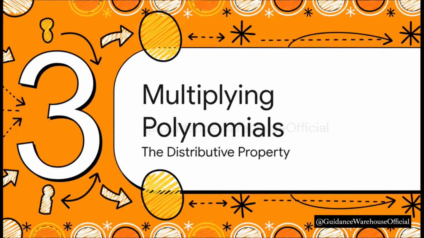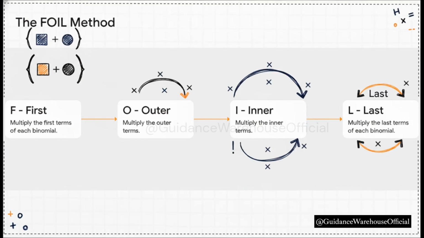All right, we've got addition and subtraction down. Time to level up to multiplication. The main idea here is pretty simple. Every term in the first polynomial has to meet, or get multiplied by, every term in the second one. It's all about that distributive property. Now, for a super common situation, multiplying 2 binomials, there's a really handy shortcut to help you remember all the steps. It's called the FOIL method.